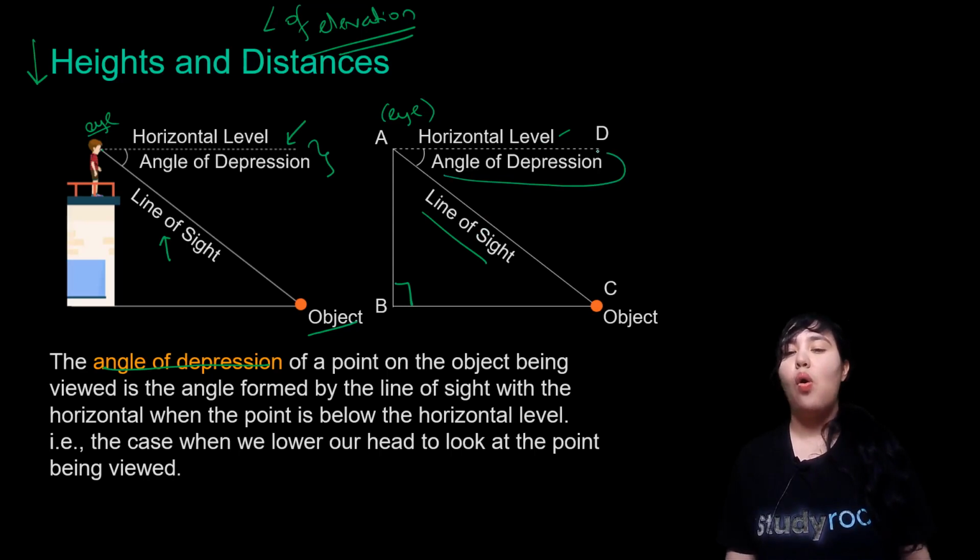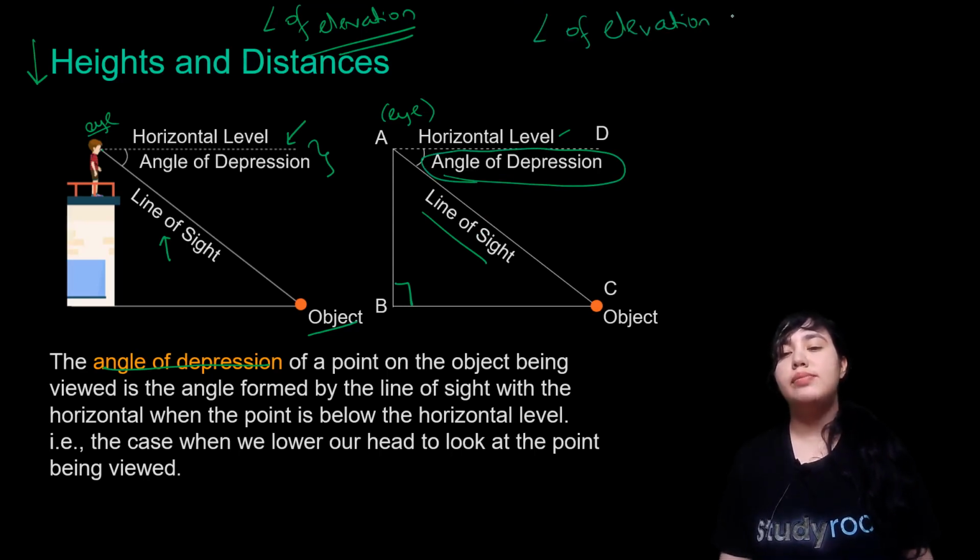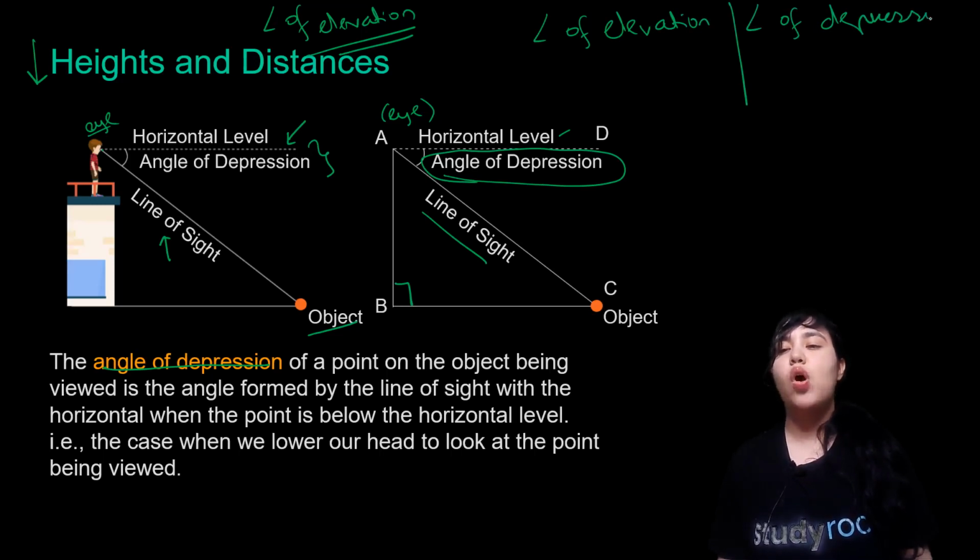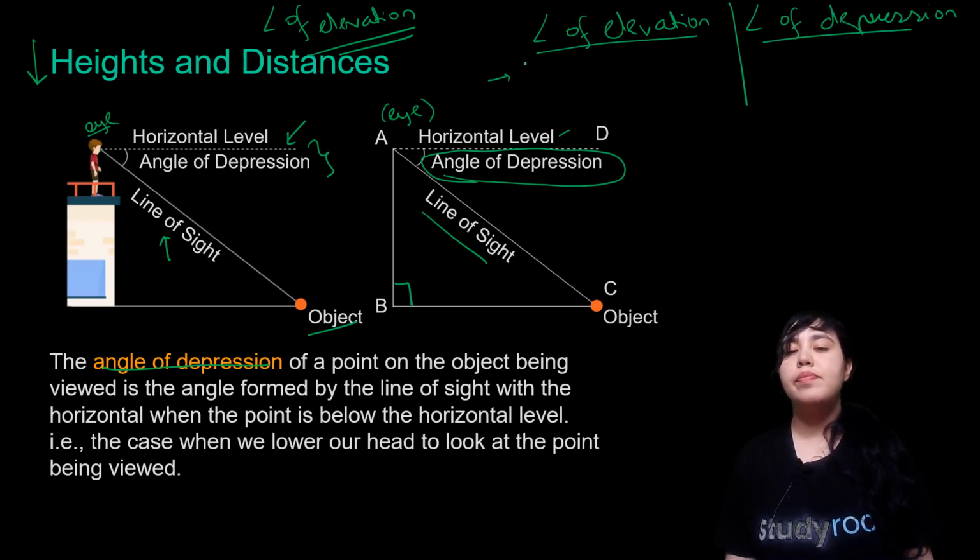The angle of depression. So what is the difference basically between angle of elevation and angle of depression, and what are the similarities? Let's see if you can answer these questions. Let's talk about the similarities first of all. Both of them are angles, obviously, first of all. But what are the angles between? They are angles between your line of sight and the horizontal level.